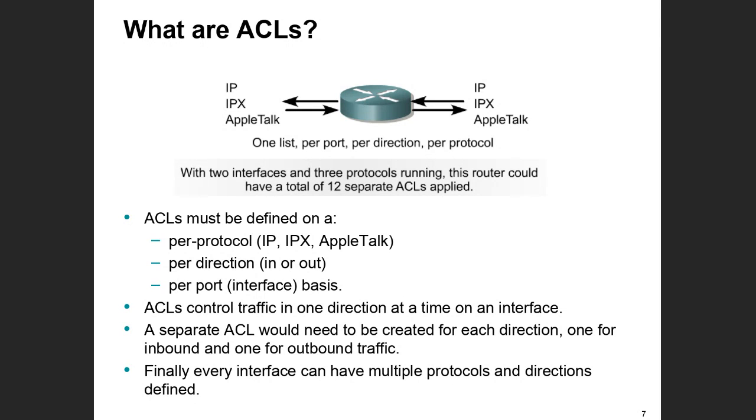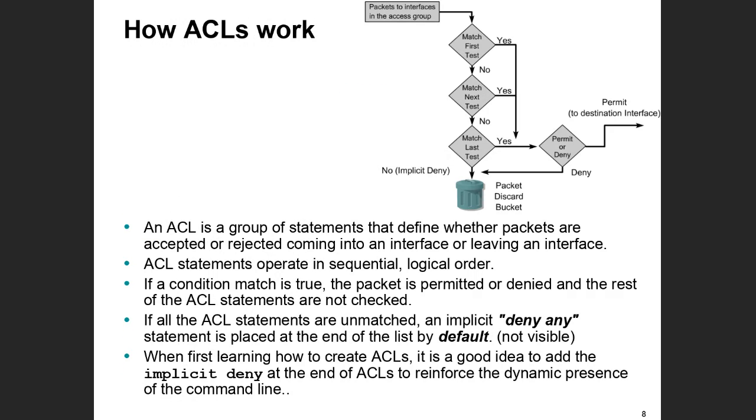So if I wanted to control traffic in both directions, maybe I wanted to allow only incoming traffic for port 80 so people can come and see our web server and buy our products, but I wanted to prohibit outbound traffic to, say, FTP, I could write 2 separate lists for this. Now you can have as many directions and protocols as you want for each particular interface. There's no limit to that. So an access control list is a group of statements deciding whether packets are accepted or rejected, permitted or denied, coming into an interface or leaving an interface.